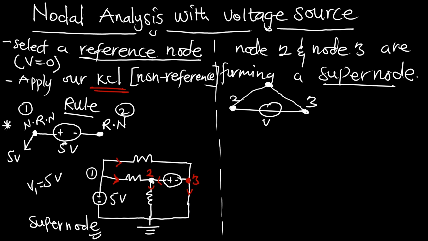That's what we are saying when it forms a supernode: we have a voltage source between the two non-reference nodes. So all these rules are going to be applied in nodal analysis with voltage source. It's very simple. Once you get it done, you are good to go. Let's look at an example.